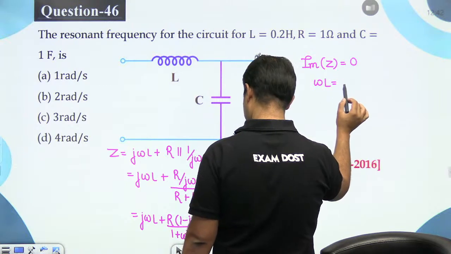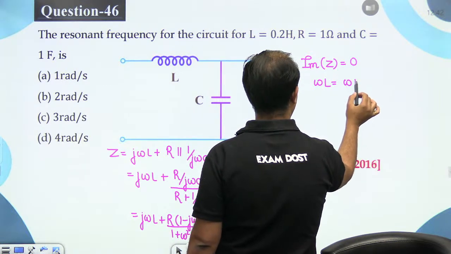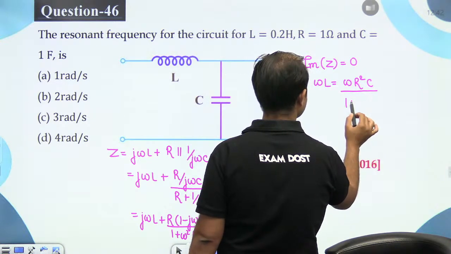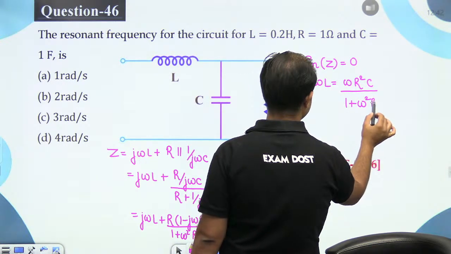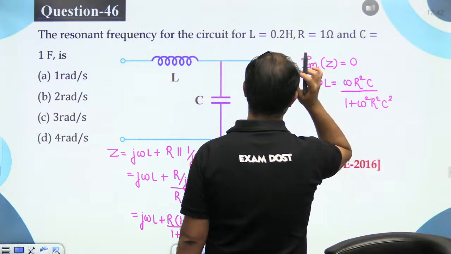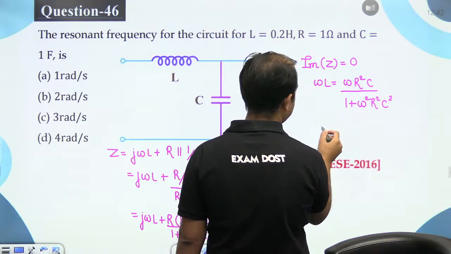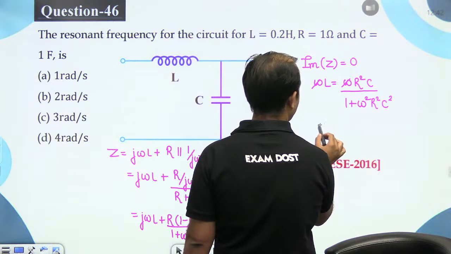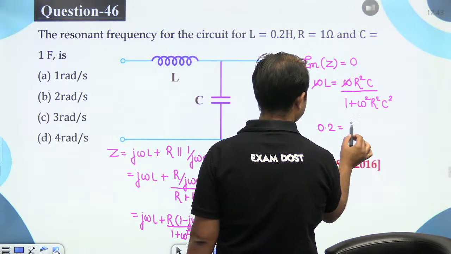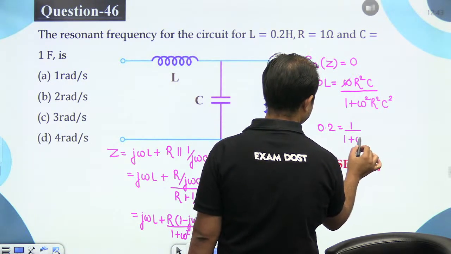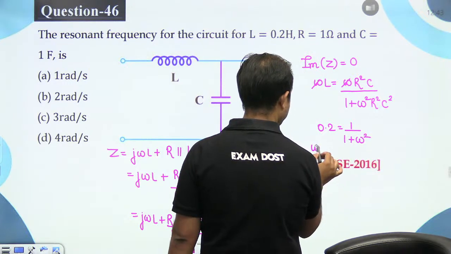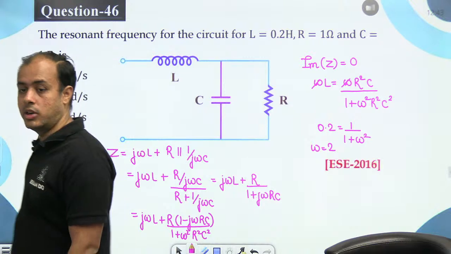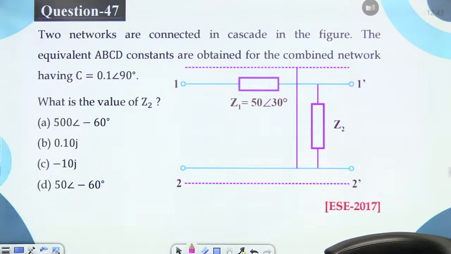Omega L is omega R square C. Now L is 0.2, C is 1, R is 1. तो कैंसिल ओमेगा, L बस 0.2 है, C और R 1 है। तो ओमेगा विल बी 2. B option. Omega will be 2.